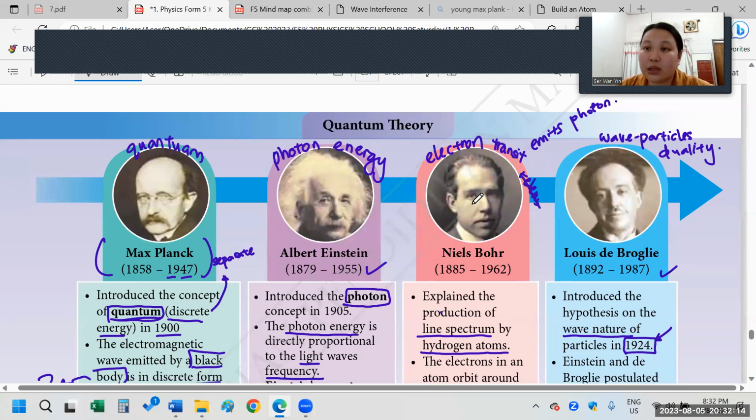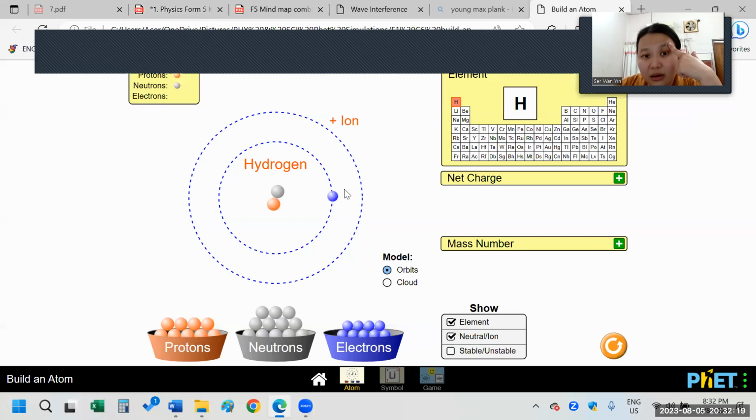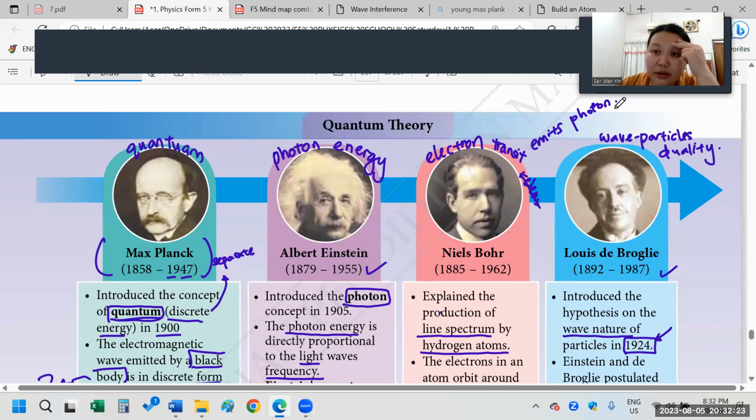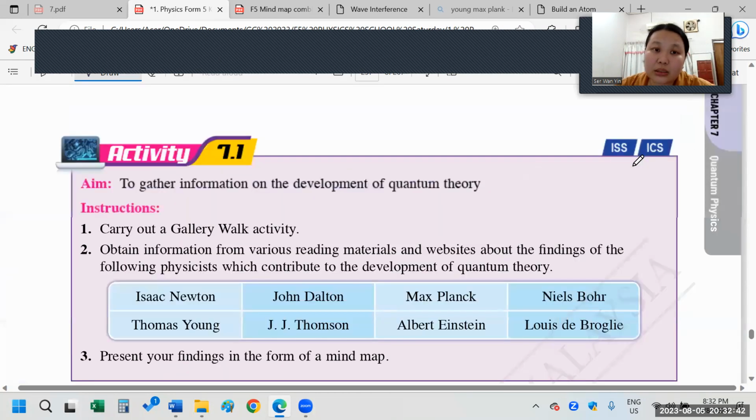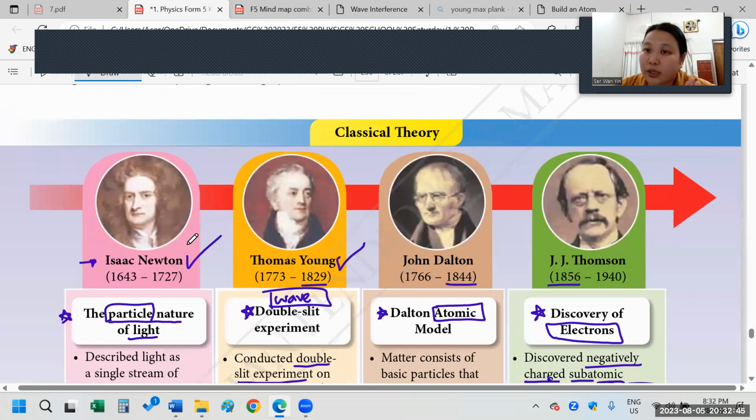Then Niels Bohr said when the electron transits, the electron moves up and down and it will give out a photon. Means gives out energy. Not give out, emits photon. Finally, come to Louis. Normally, most people call him de Broglie. Okay, de Broglie, wave particle duality. Proof that Isaac Newton and Thomas Young are right.